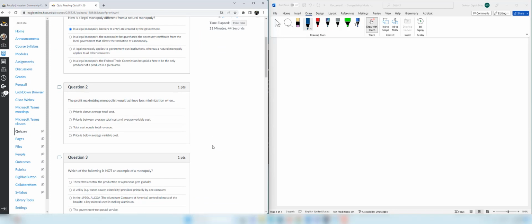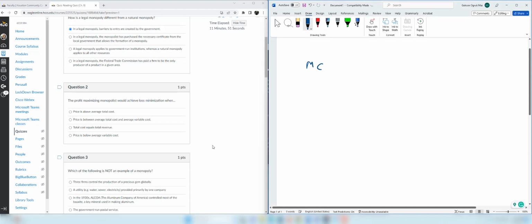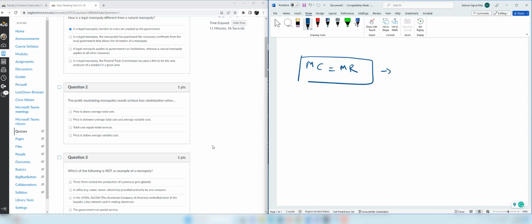Question 2. The profit-maximizing monopolist would achieve loss minimization. So, we have the condition MC equals MR, and this condition gives us the quantity. That is the optimal quantity, which could be profit maximization quantity or loss minimization. Loss minimization is an optimal quantity too. So just quickly understand this point. We find Q star, and this Q star helps us to find P star, the profit-maximizing price.